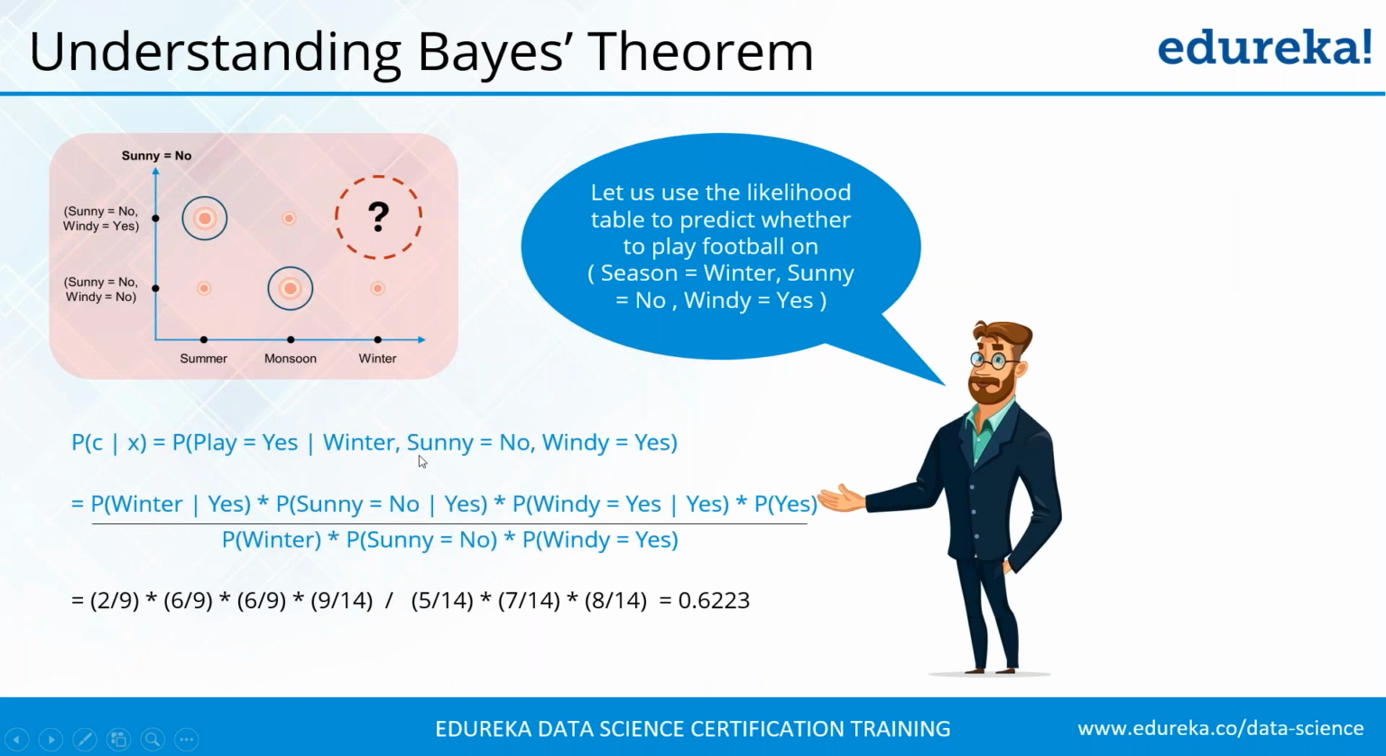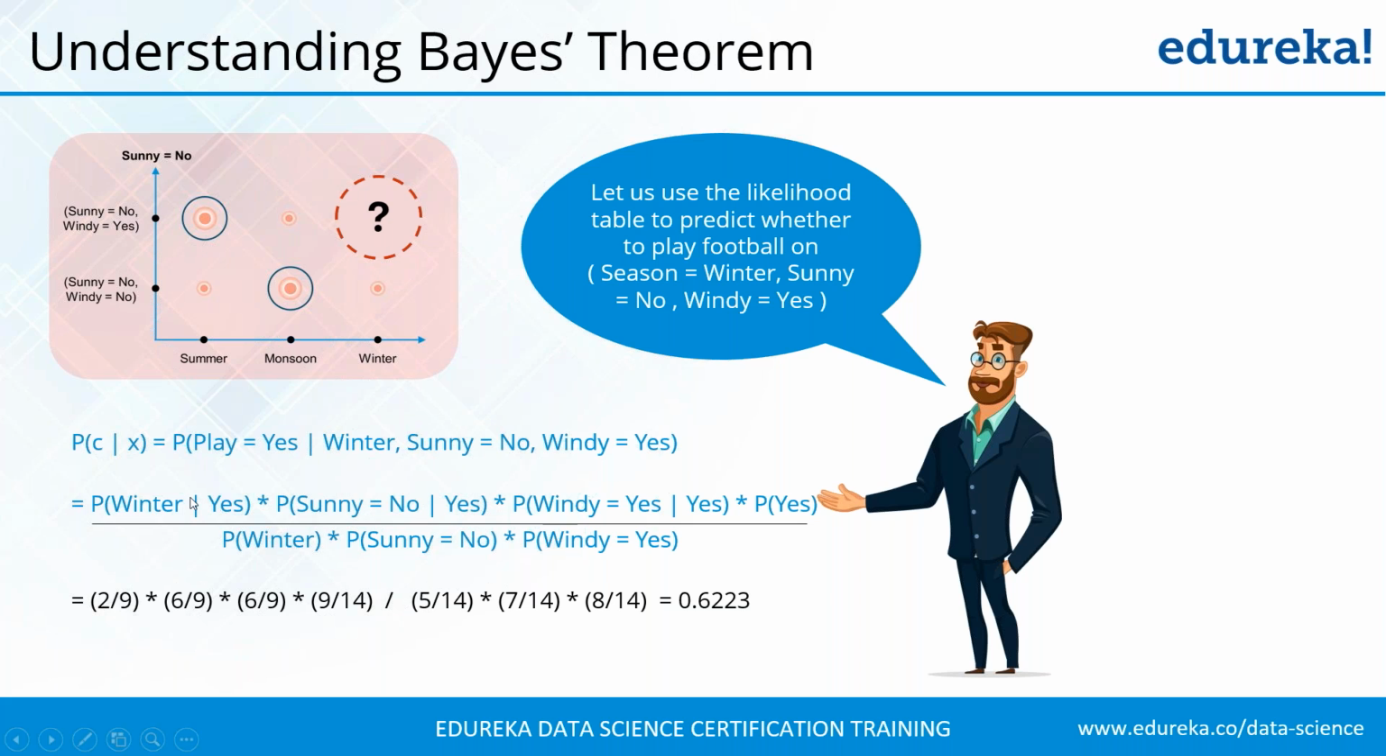The other attributes are like sunny, which is yes or no, or windy, which is again yes or no. So if I put all of these together in this form, the probability of winter given yes, the probability of summer given yes, and so on for the rest of the attributes as well. Remember, all of these are attributes taking a specific value.